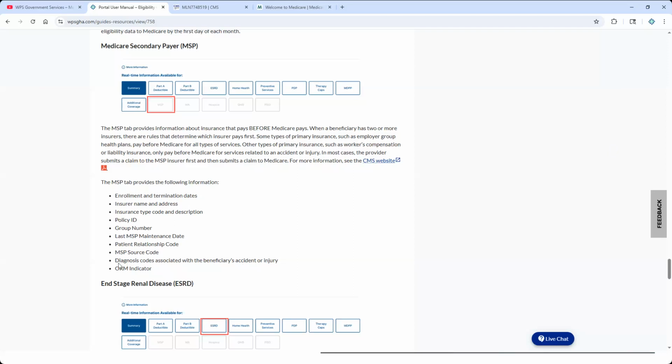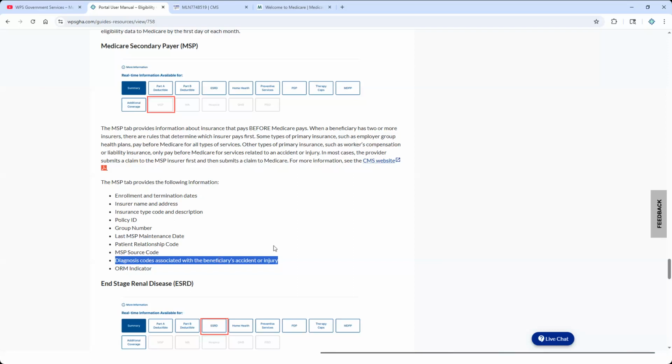But I do want to point out that you can get the diagnosis. This was another question. How do you know what the diagnosis is for an accident, illness, or injury? Right here, diagnosis associated with the beneficiary's accident or injury. One thing to remember with this diagnosis, it may have an individual diagnosis, but it really is about that family of diagnoses that can cause the denials.